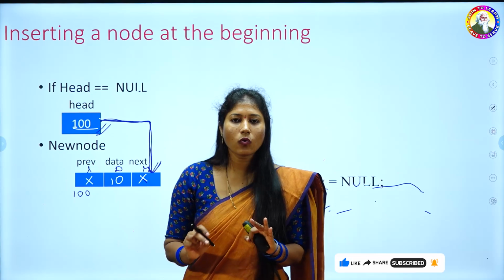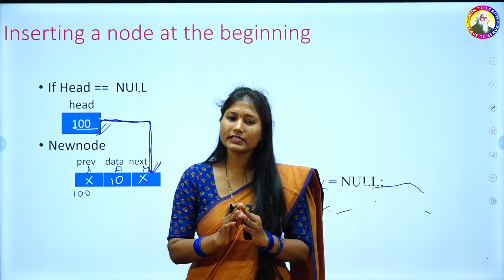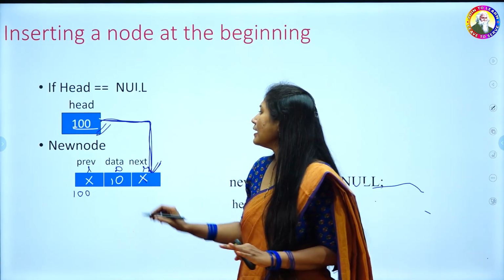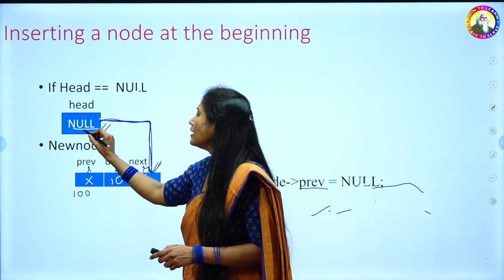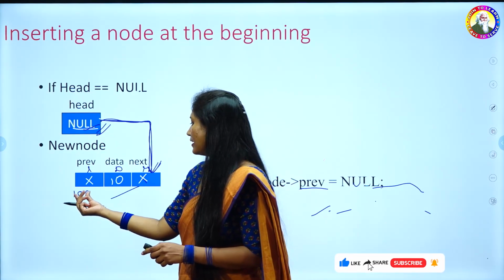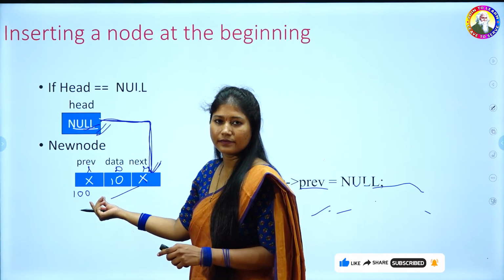Here, inserting a node at the beginning, I also have two cases. One is, till now I haven't inserted any element in a double linked list. So what happens here? The head node is going to have the null address, and the node is created with the left link null and the right link null, and the data is inserted.